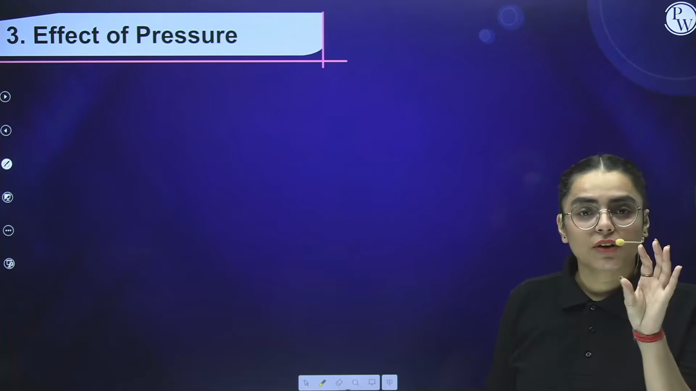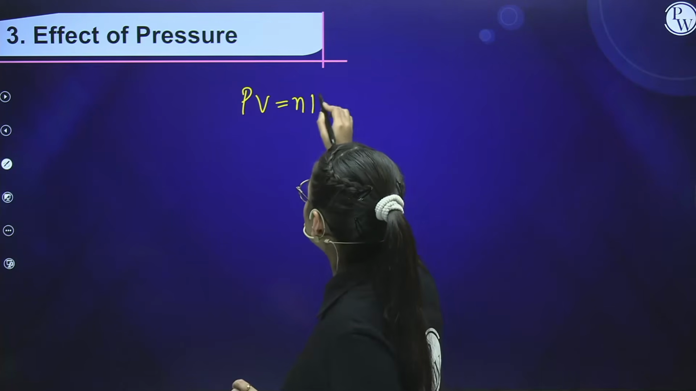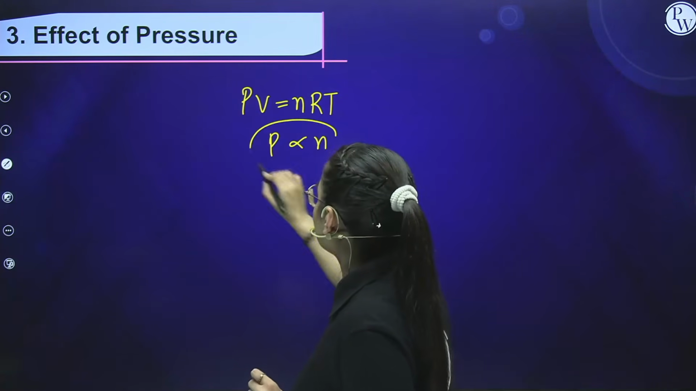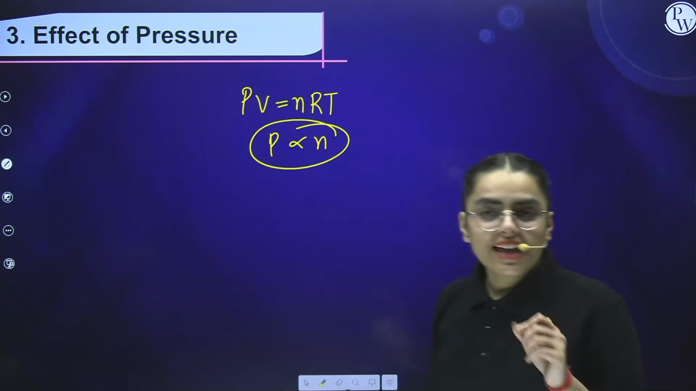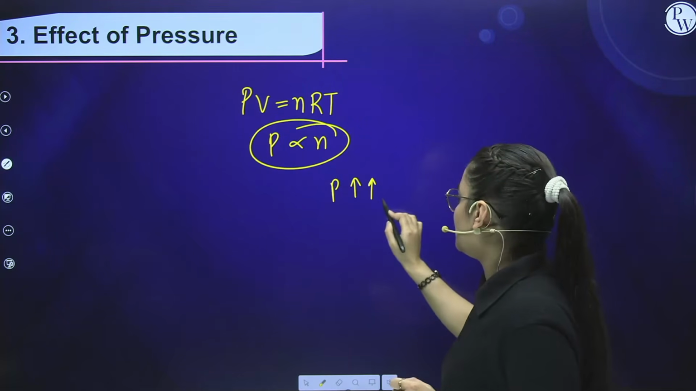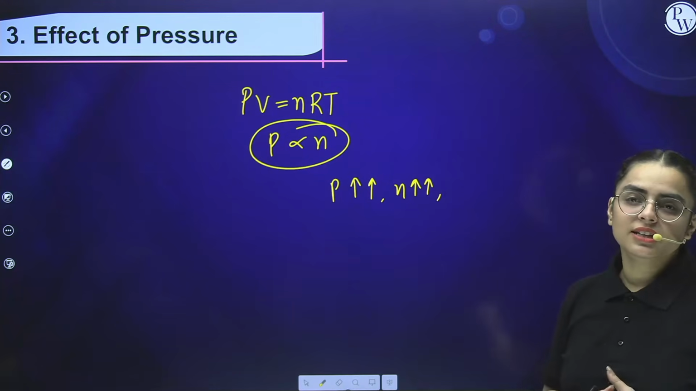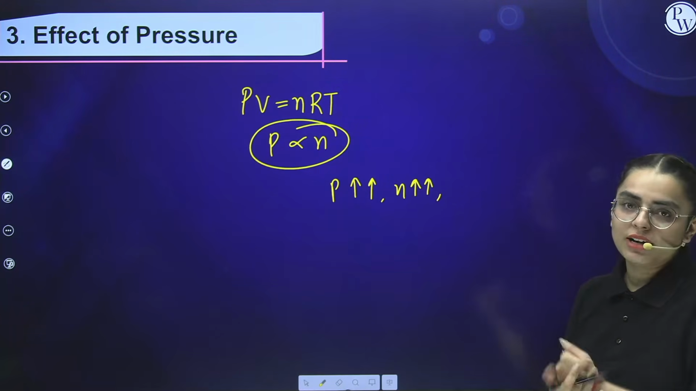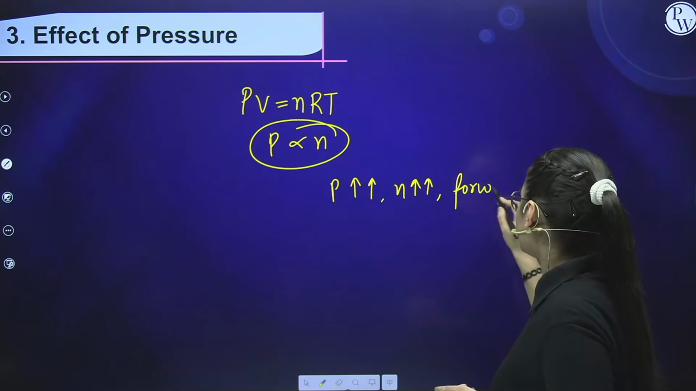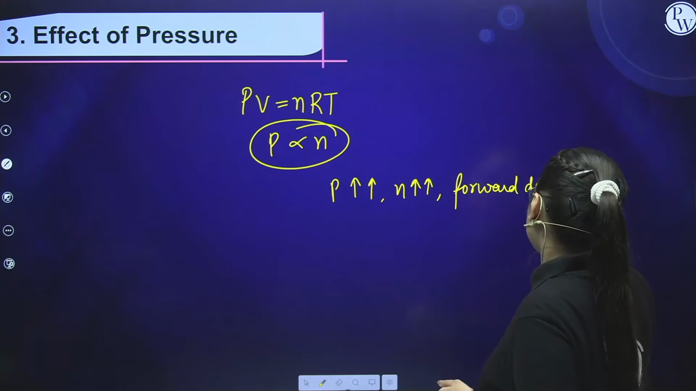If I talk about the effect of pressure, we know that according to the ideal gas equation, PV equals nRT. Now, pressure here is directly proportional to number of moles. So whenever pressure is increased, number of moles will increase. And whenever number of moles increases, the system will reduce the effect. When the system reduces it, the reaction will proceed in the forward direction.